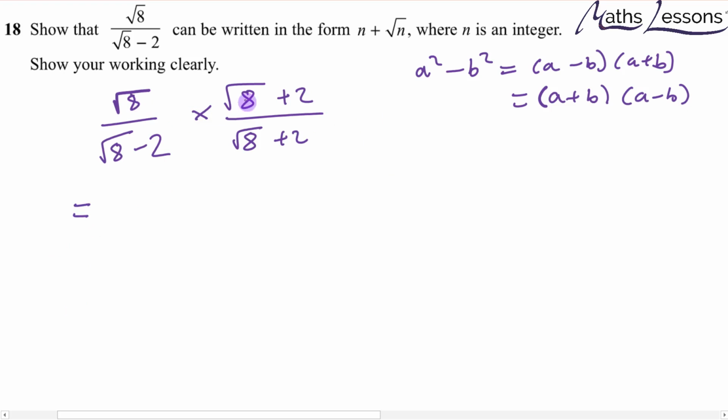So root 8 times root 8 gives me 8. Root 8 times by 2 gives me 2 root 8. Now, you could just multiply this out fully, or you could just remember this rule. So if this is true, then we're going to get root 8 squared, which is just 8, and then minus 2 squared, which is minus 4.